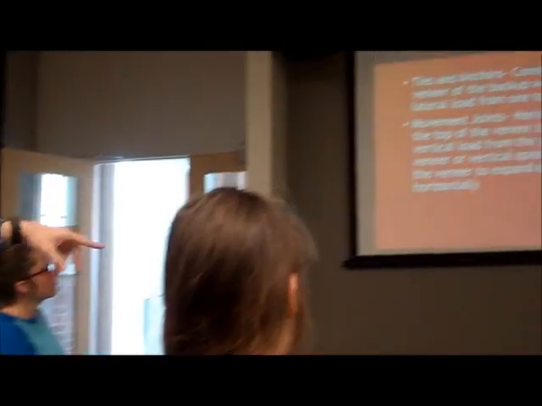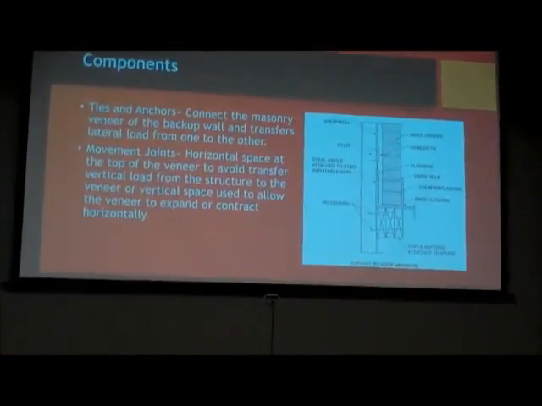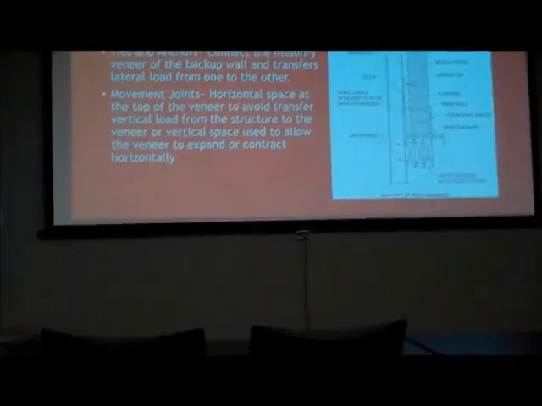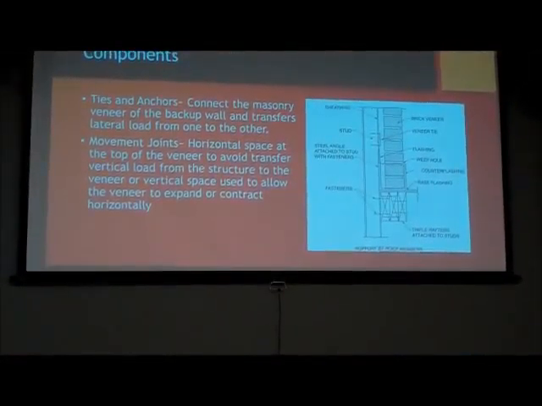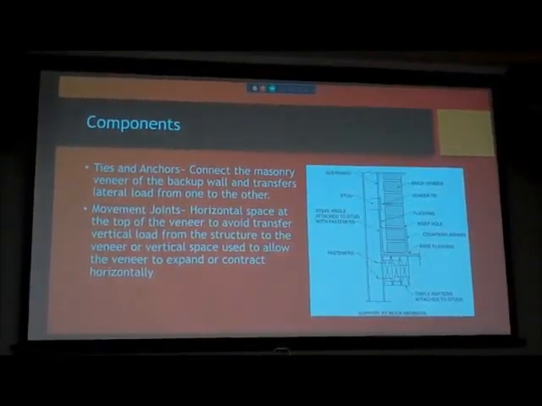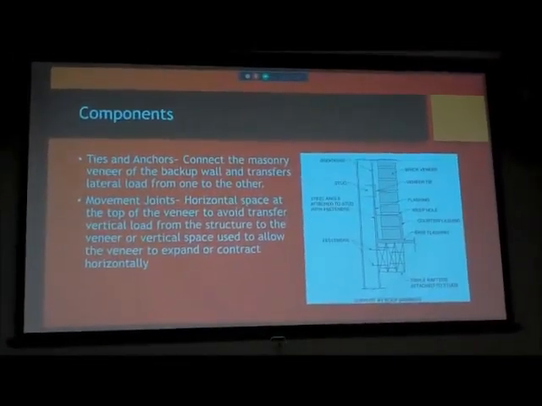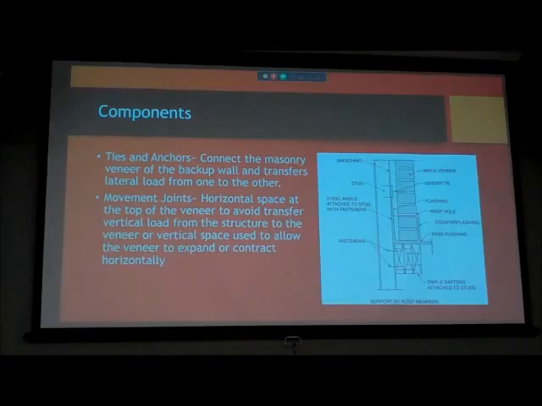Gable, 38, whatever you wanted us to. Well, I was going to ask the class: she mentioned the vertical movement joint, and yes, it would be at the top. On top of the brick, underneath the shelf angle, you don't want it to be tight. Why don't you want that veneer to be tight, top and bottom? So it can expand? That's right. It has to expand and contract.